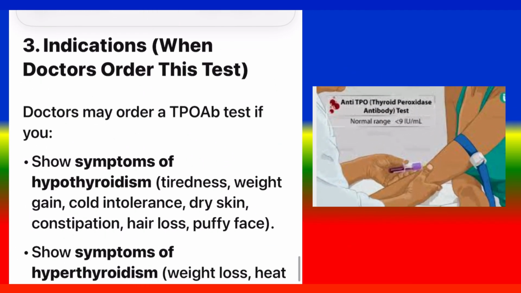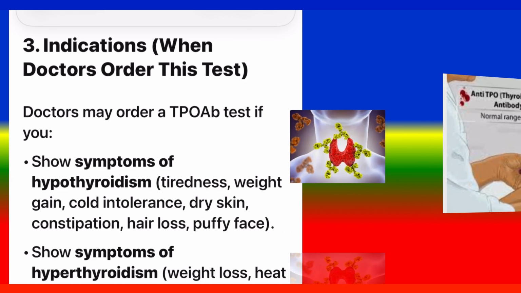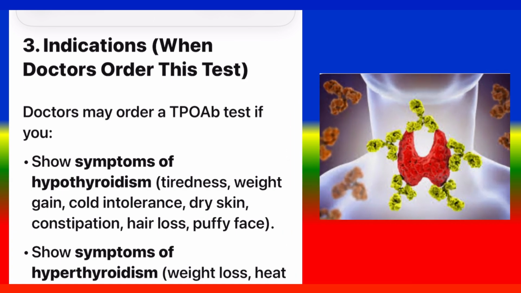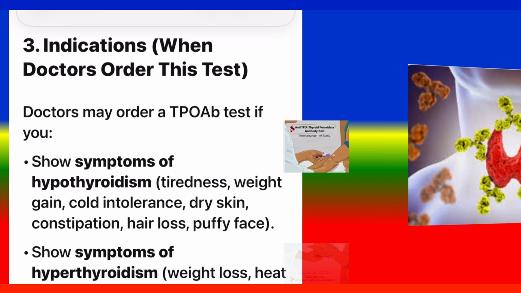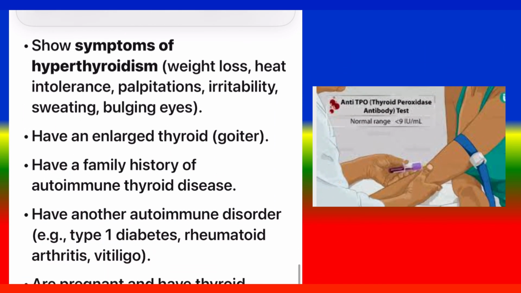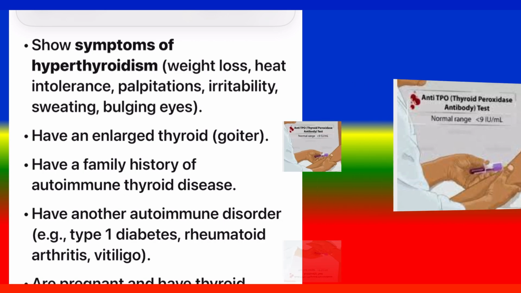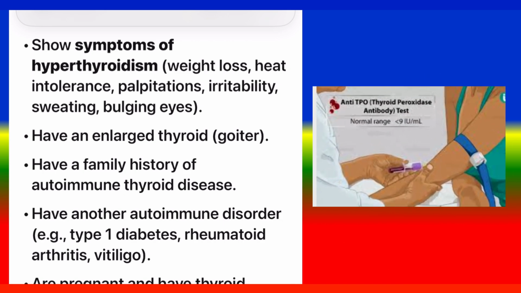Number 3. Indications. When doctors order this test. Doctors may order a TPOAb test if you show symptoms of hypothyroidism: tiredness, weight gain, cold intolerance, dry skin, constipation, hair loss, puffy face. Show symptoms of hyperthyroidism: weight loss, heat intolerance, palpitations, irritability, sweating, bulging eyes. Have an enlarged thyroid, goiter.